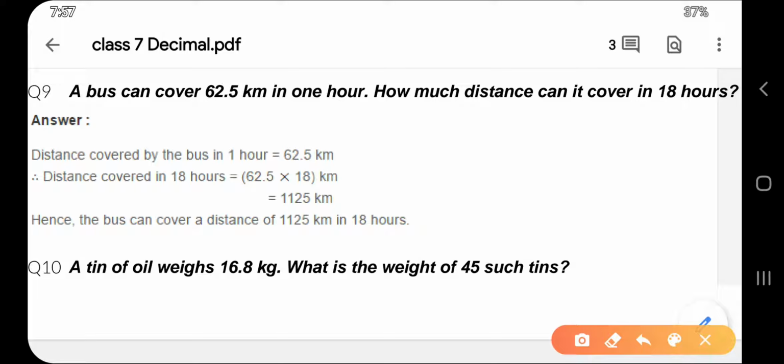A bus covers 62.5 km in 1 hour, means it's given for 1, you have to find for many. So for the distance covered by the bus, you need to multiply in this question. Remember, the distance covered by the bus in 1 hour is 62.5 kilometer. Distance covered by the bus in 18 hours is 62.5 multiplied by 18.